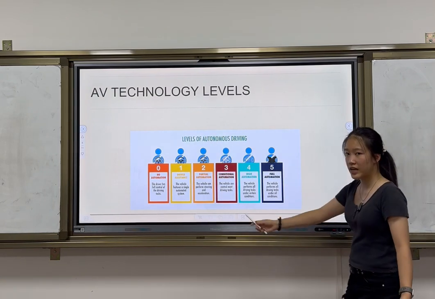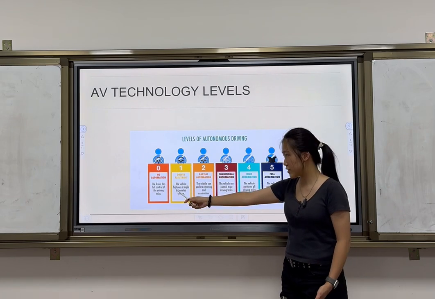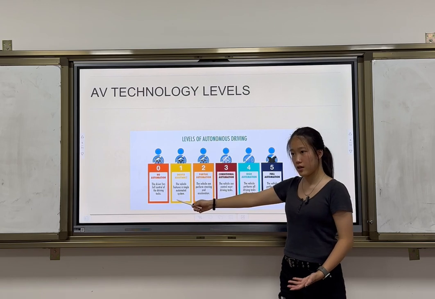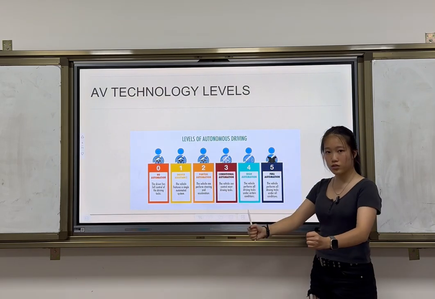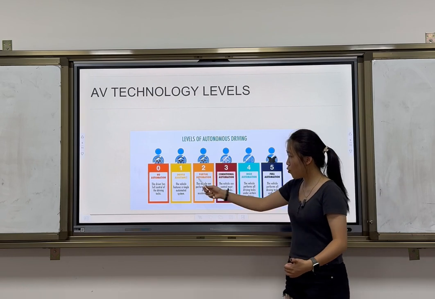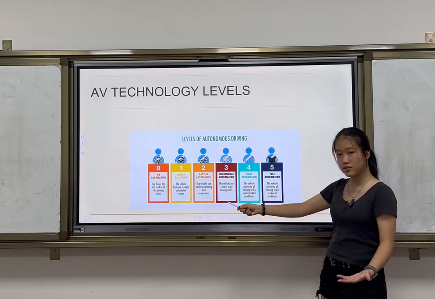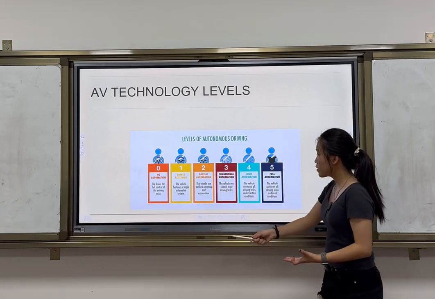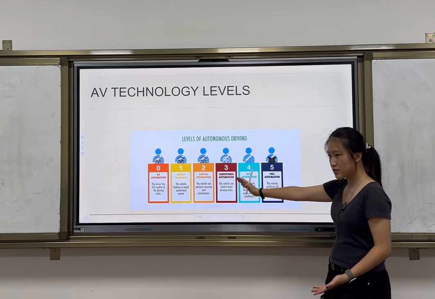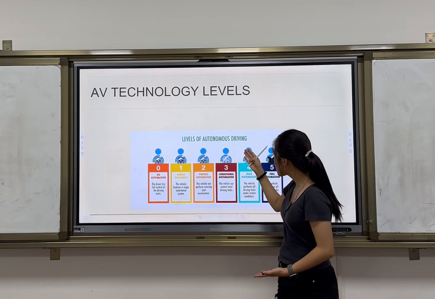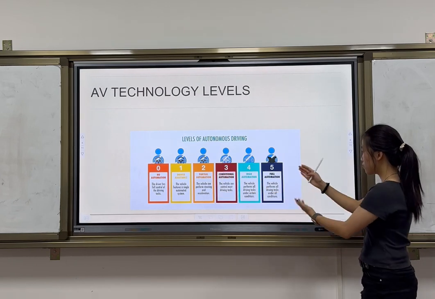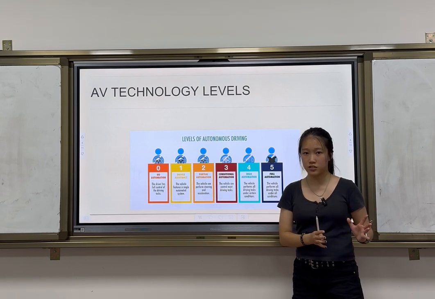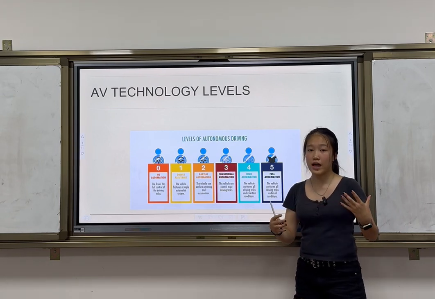First, we look at these pictures. The first one is no automation, that's level 0. The driver has full control of the driving task. Then level 1, the vehicle features a single automated system, for example, braking or accelerating. As the levels increase, the automation also increases, until we reach full automation, where the driver does not have to manage any operations and all activities are carried out by the car itself.